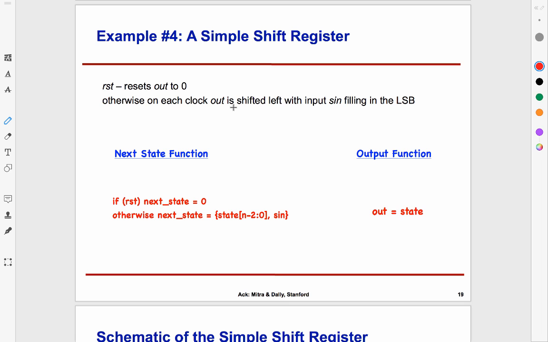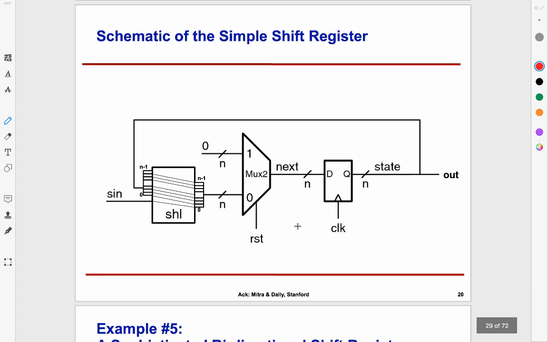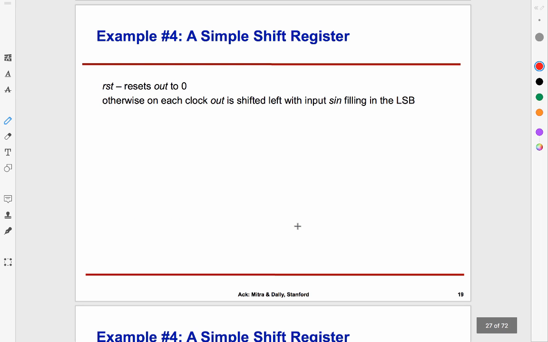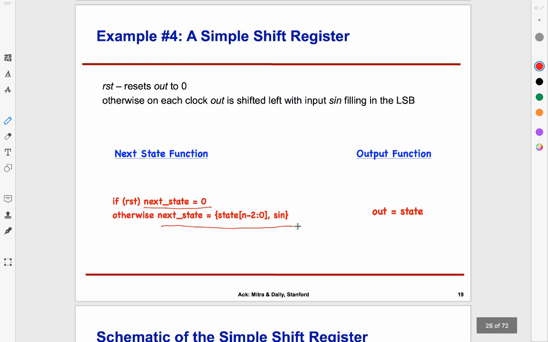If reset, then next state is 0. Otherwise, next state is... let's see. Actually, hang on a sec. Did I misspeak? Okay, so in this case, actually, I'm shifting things in. My apologies.